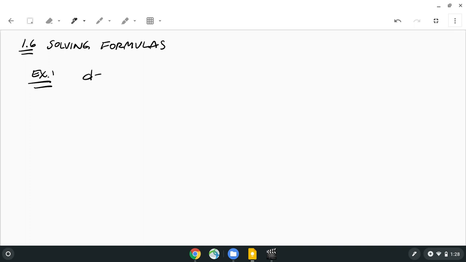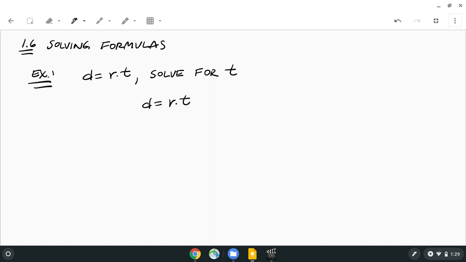So here's the formula. Okay, so just saying solve is not good enough. When you have formulas like this, when you have more than one variable, it's important that we state which variable we want you to solve for. So we need to say something like solve for D, or solve for R, or solve for T. In this case, we're going to take this formula and solve it for T. So let's go ahead and do that.